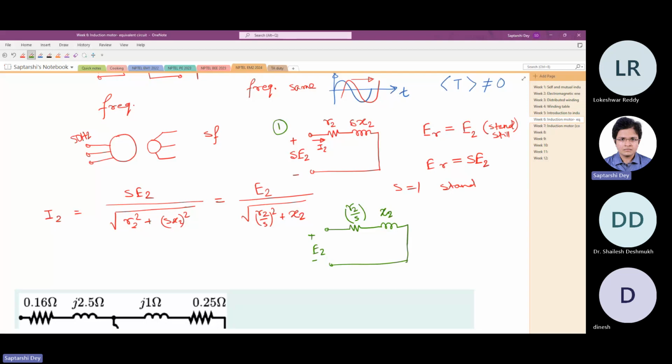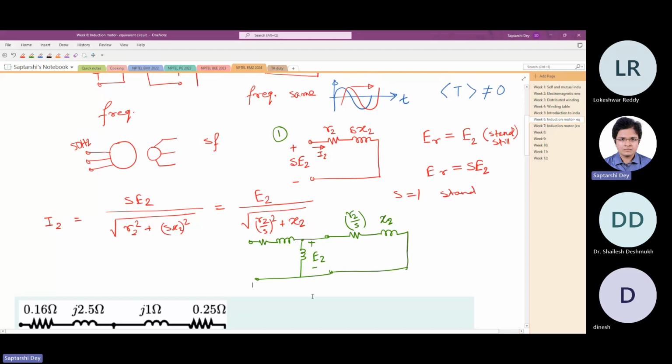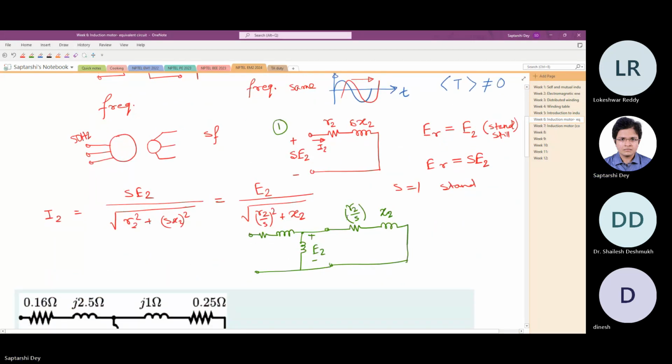Now we can connect this circuit with the stator equivalent circuit because the frequencies are now the same, and hence non-zero average power flow is possible. Is it clear up to this? So this is something that is sometimes overlooked.